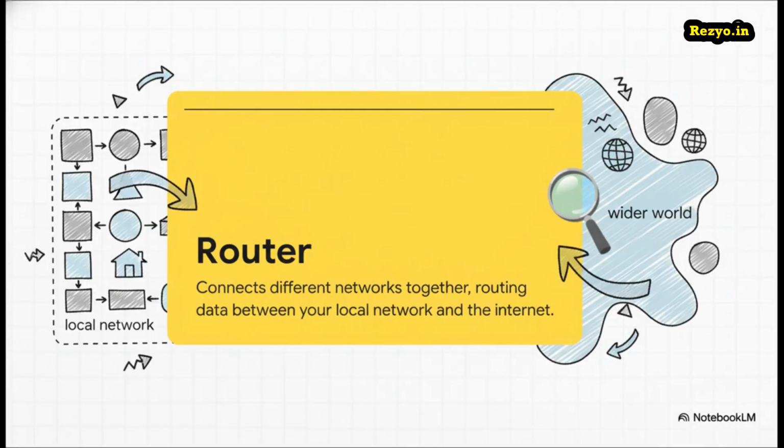And finally, there's the router. This is the dispatcher. Its big job is to connect different networks together. So it takes all that traffic from inside your home, which the switch is managing, and directs it out to the big wide world of the internet. And of course, it manages all the traffic coming back in. It's your home's gateway to everything else.